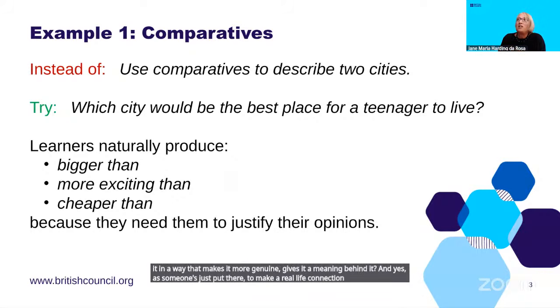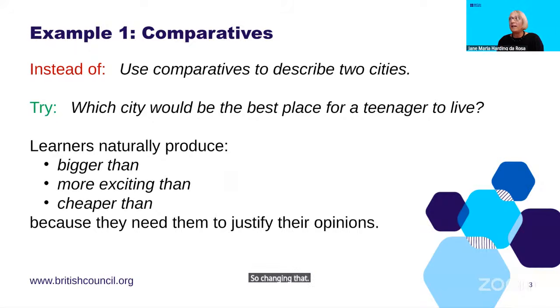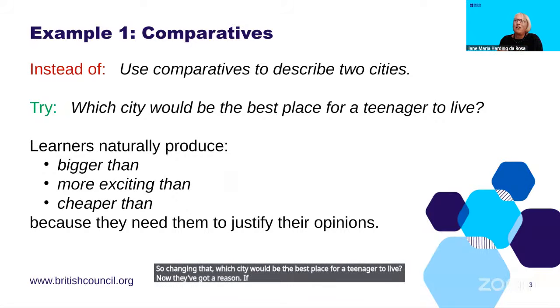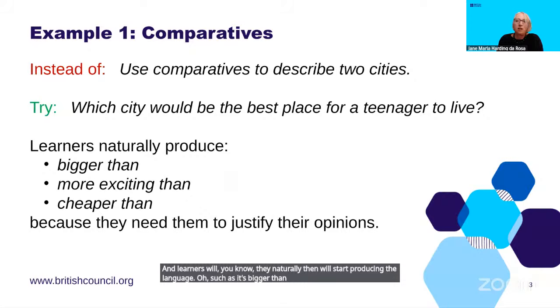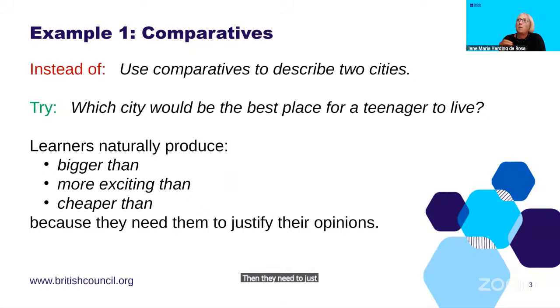So changing that, which city would be the best place for a teenager to live? Now they've got a reason. If they're teenagers, they know they can relate to this. And learners will naturally then start producing the language. Such as, it's bigger than, it's more exciting, it's cheaper. And then they need to justify their answers, but making sure that they've got that purpose.